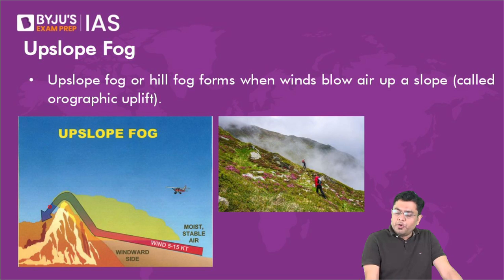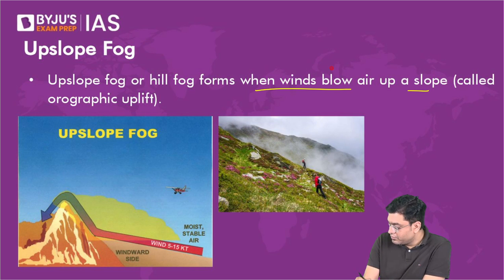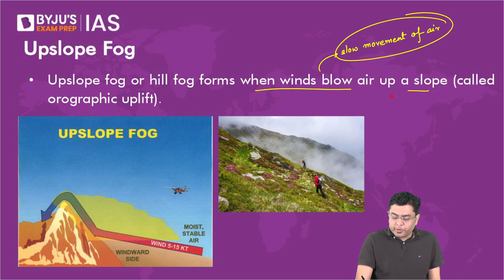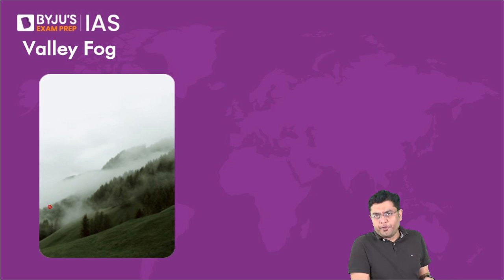It forms when wind blows air up a slope, whenever you have an orographic uplift, and this is when you have slow movement of air. Okay, that is your upslope. This is observed as an upslope fog. So early in the morning, if you go trekking or for adventurous activities across the hills, you will observe that upslope fog.